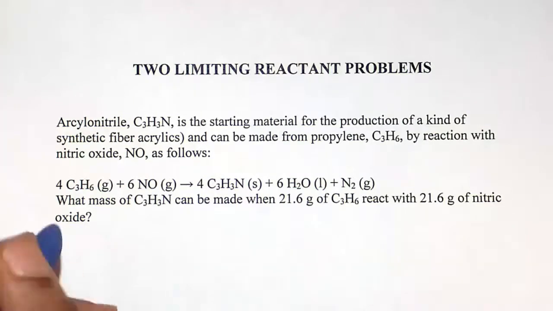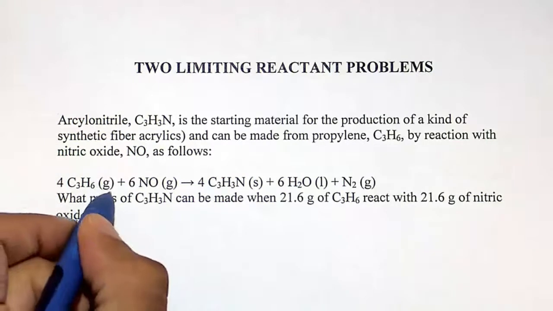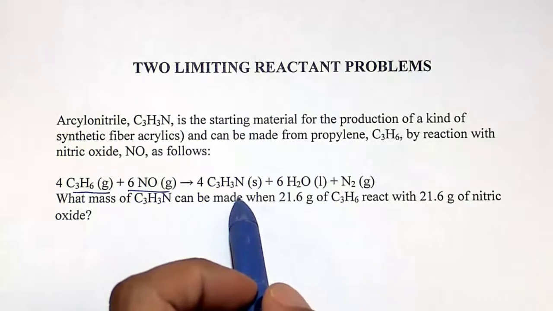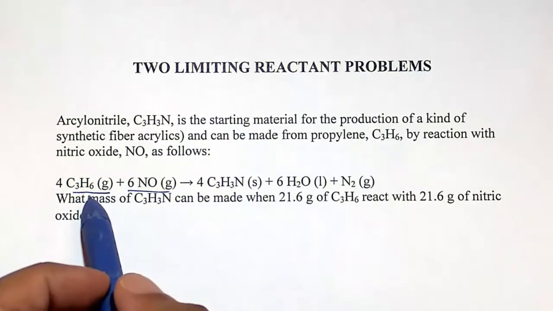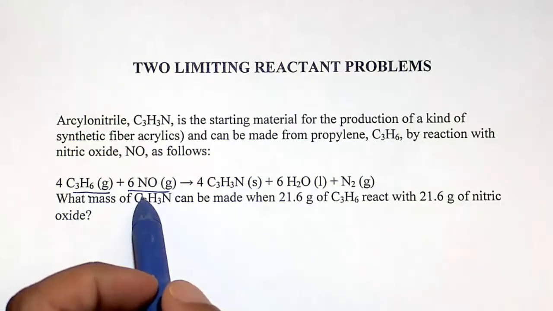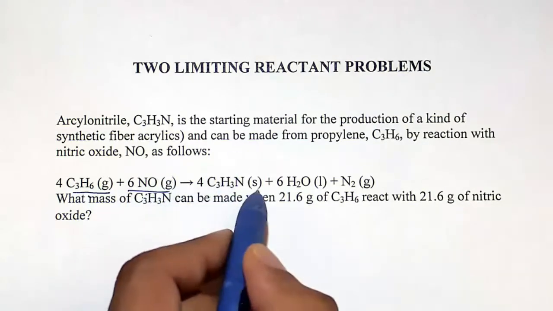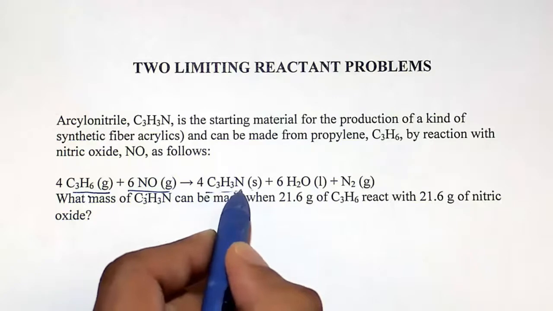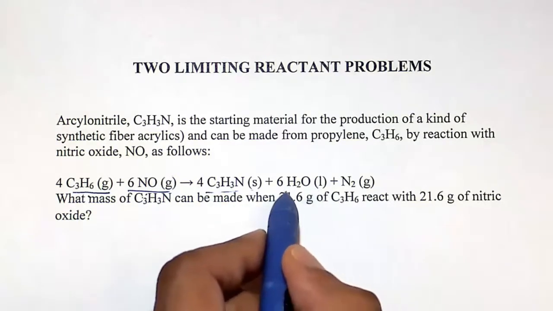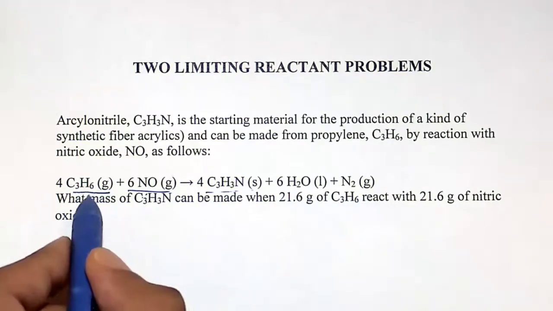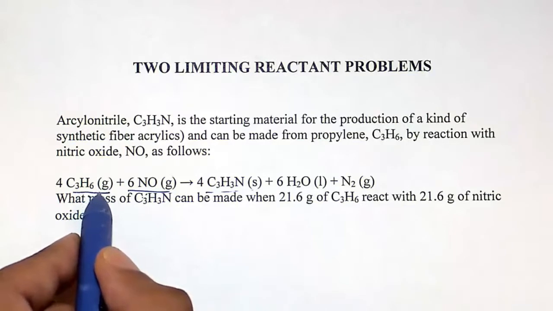The concept is very simple. You have your reactants here, and one reactant is going to limit the amount of product that is going to be formed. So either this reactant runs out first, or this reactant runs out first. If this reactant runs out first, it is limiting and sets a limit of how much product you can make, whether it's this C3H3N solid, whether it's this water as the product, or whether it's this nitrogen gas as the product.